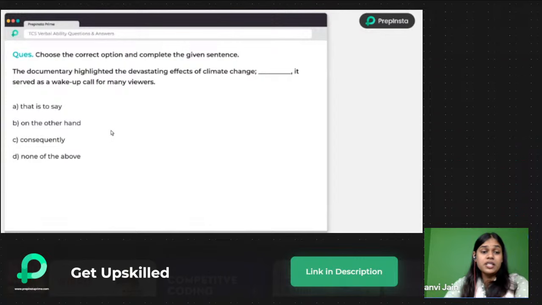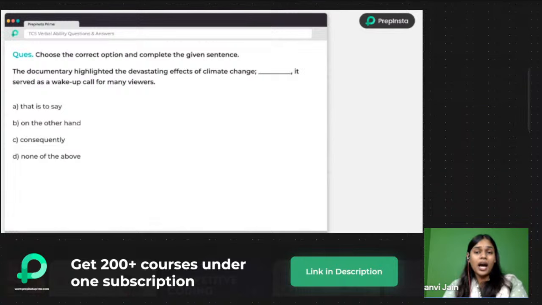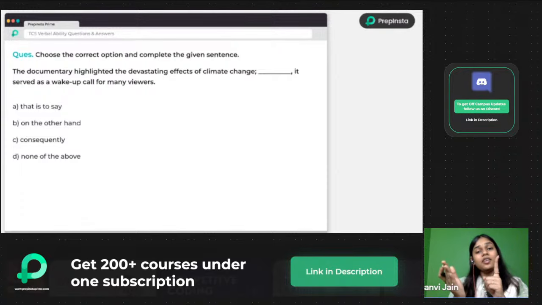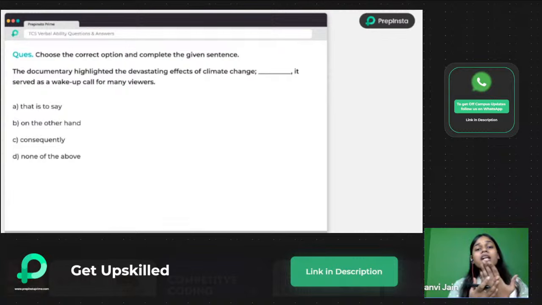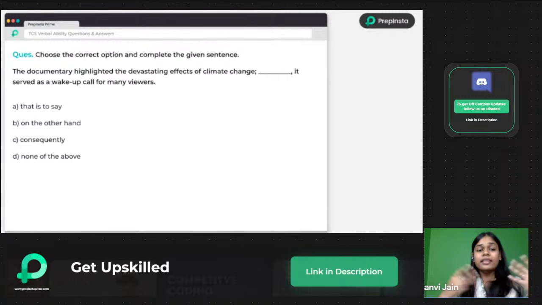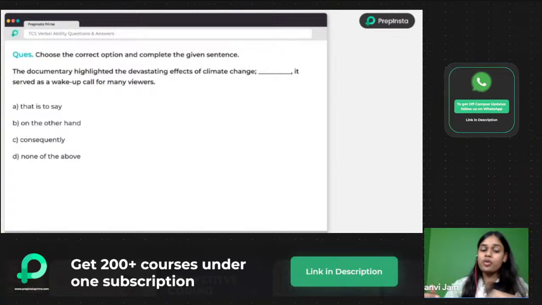If you have answered on the other hand, why is it incorrect? Because on the other hand means that you are deviating from the point. You're presenting one view, and when you want to present a second view, you say on the other hand. It's not the other hand. It's the same side of the coin. Because of this side, the other thing happened. So it's a consequence and not the other option. So on the other hand is completely incorrect. That is to say, and none of the above is also incorrect. We are going to use consequently. All right. I hope that's clear to all of you.